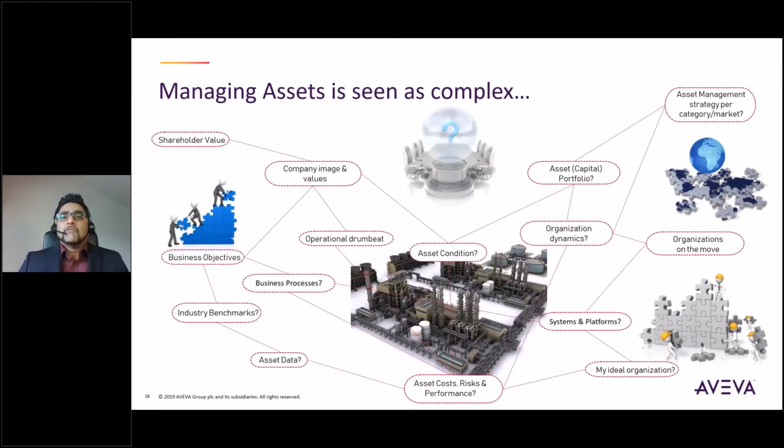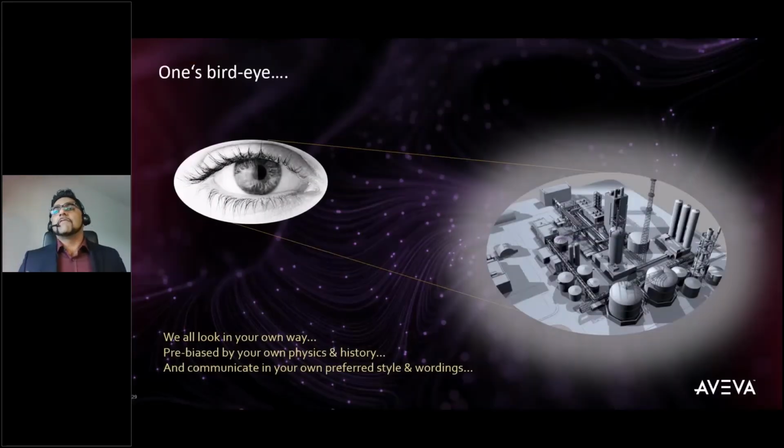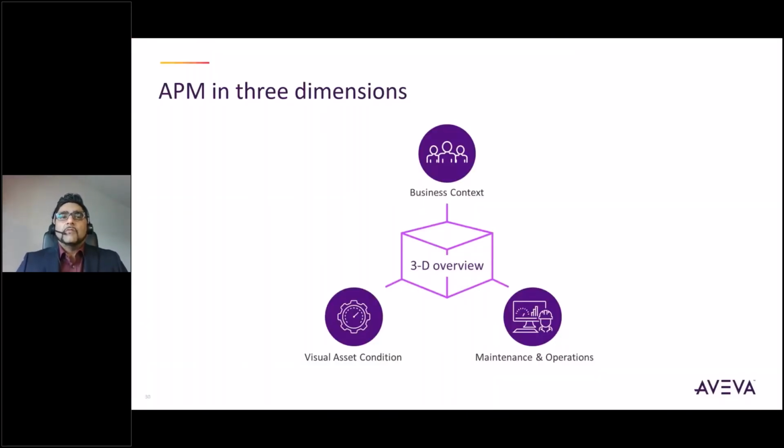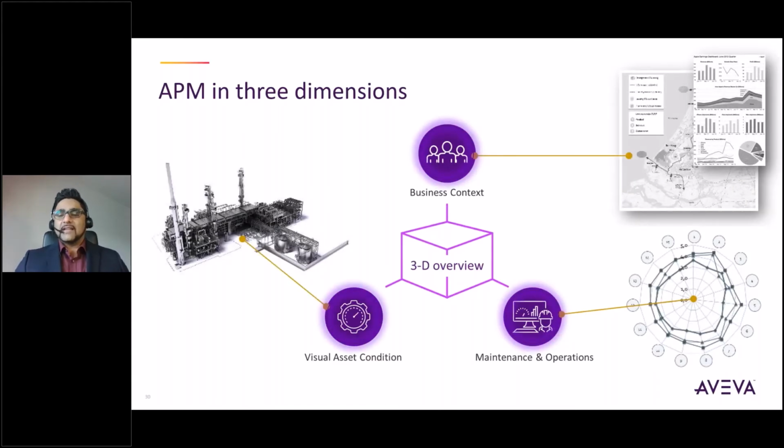It really sets you up and gives you that bird's eye view of your organization as a whole, because we all look at things differently, and you need a non-biased approach. You need someone from outside the organization to tell you exactly what is actually happening inside. So how do we address it? Very simply, we look at it from 3 dimensions. We look at maintenance operations, we look at your business context, and we look at visual asset condition.